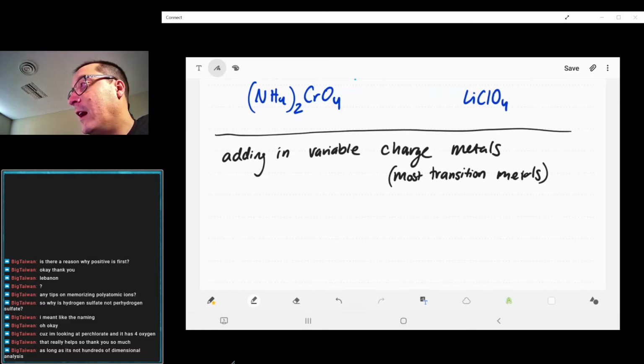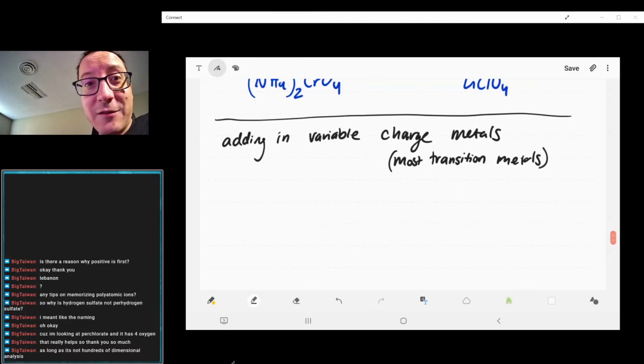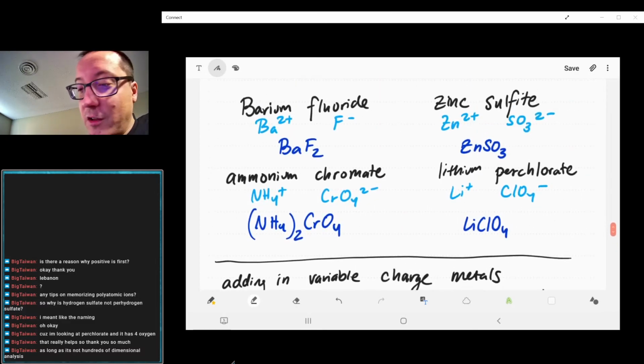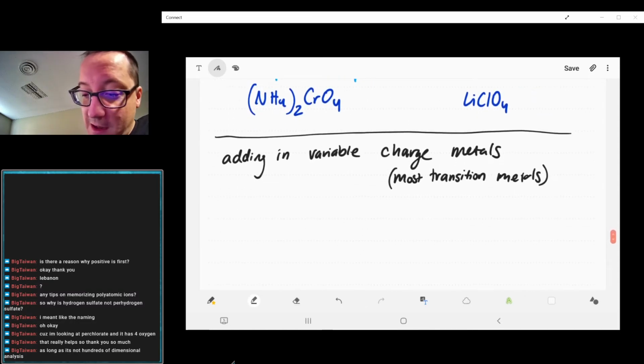So we're going to see that we have another way of naming ones with transition metals because they have variable charges. With all of these, barium fluoride, we don't have to worry about because barium is always 2+, fluorine is always 1-, so you can only ever make BaF2. That's it. You can't make anything else.